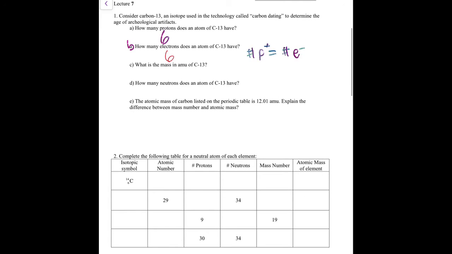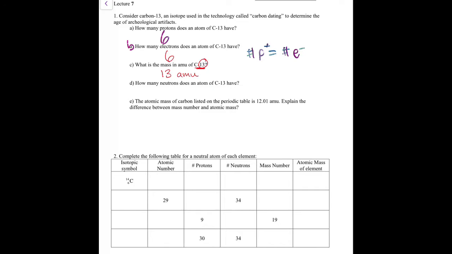C. What is the mass in AMU of carbon-13? Well, remember that stating the fact that it's a carbon-13 means its mass number is 13. So therefore, the mass of carbon-13 is 13 AMU.